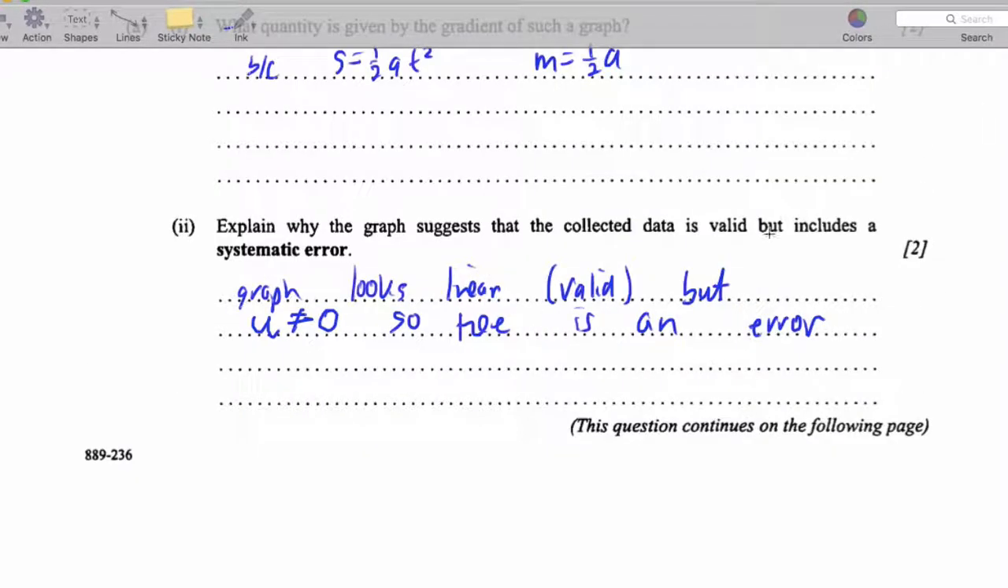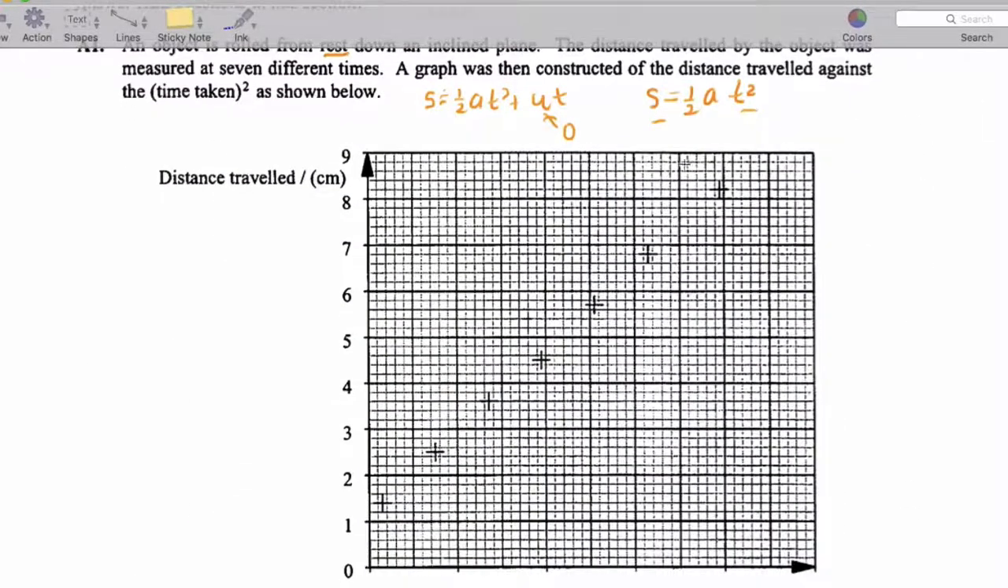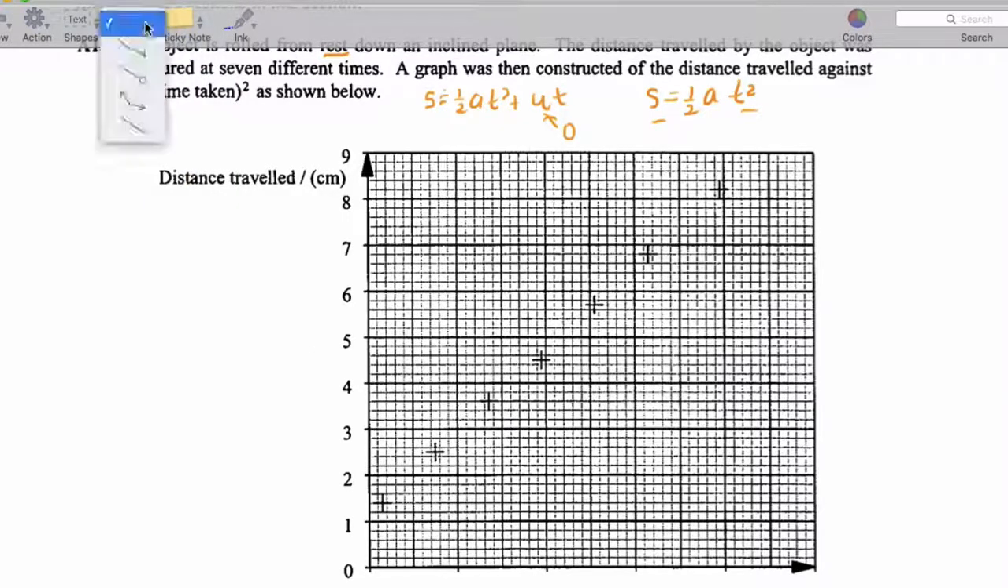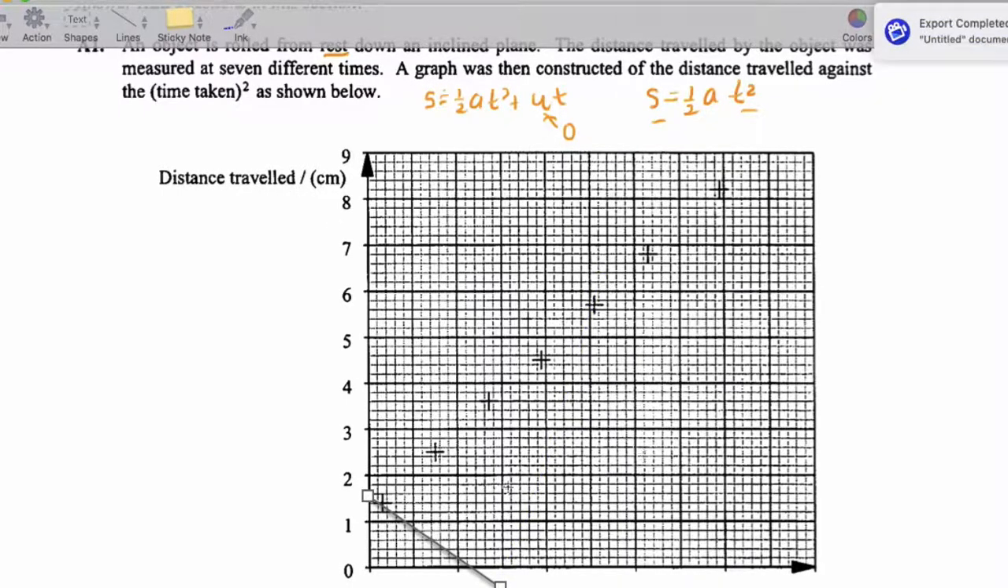Now, I'm going to do this as a simple sort of thing. We can worry about fit and everything, but what we do in IB is eyeball a line through the points. And that's gonna work like this. Let's go ahead and eyeball that line. Close enough.